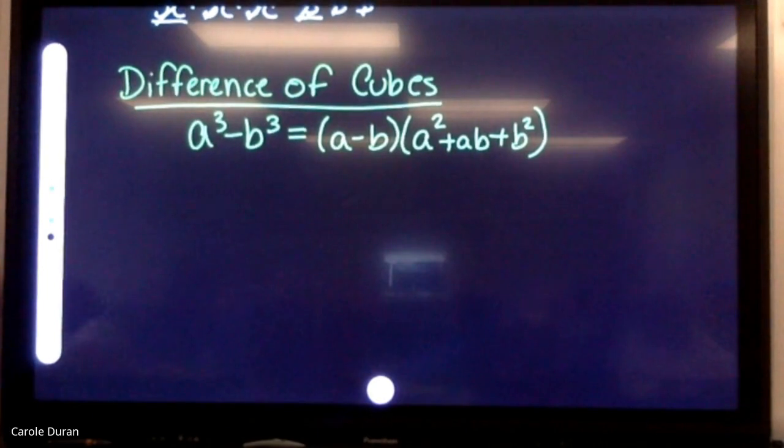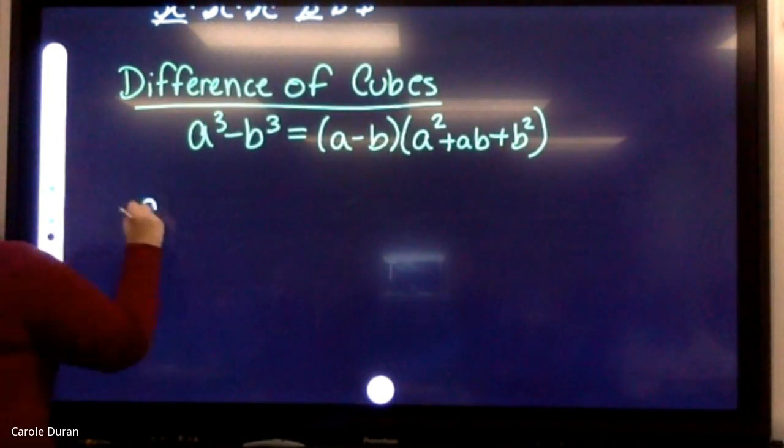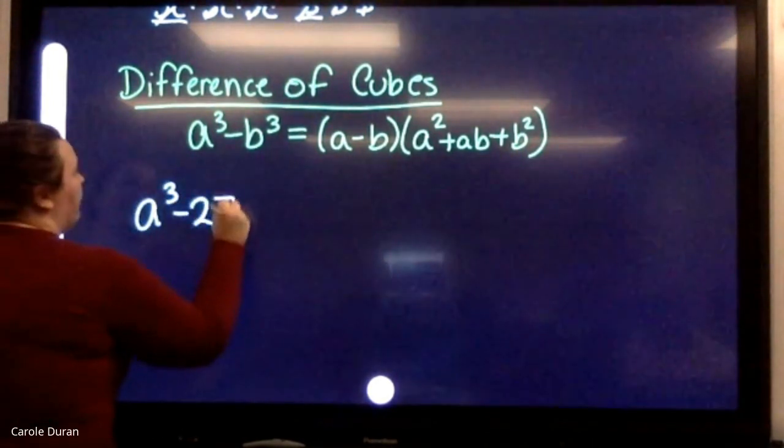What are you confused about? Okay, it's literally the exact same as before, except I'm starting with subtraction instead of addition. So let's do an example. Let's do a cubed minus 27.